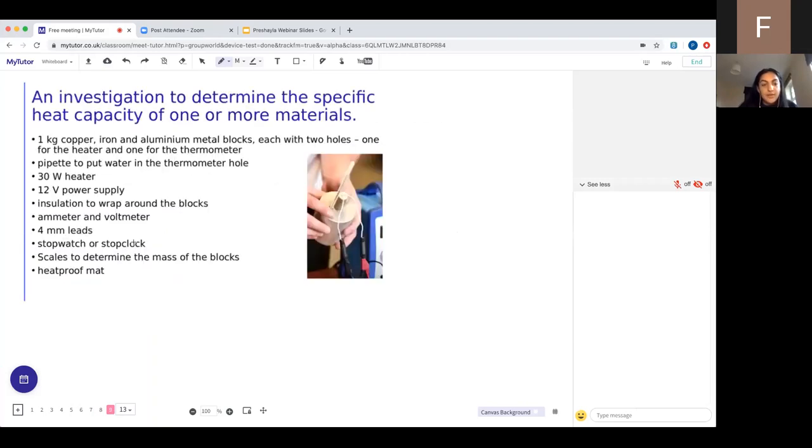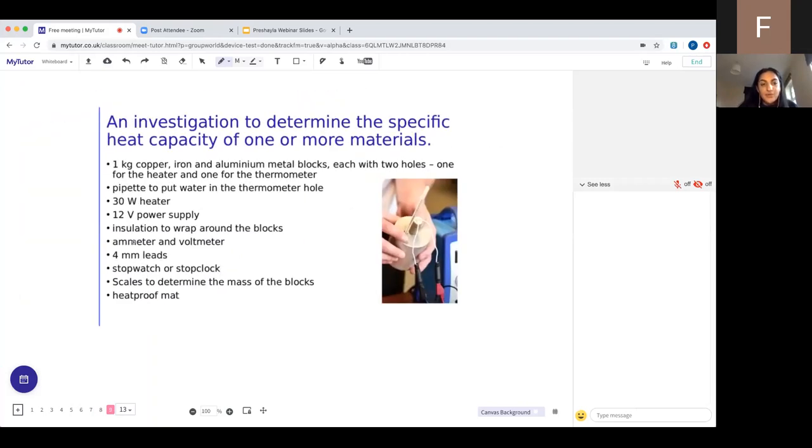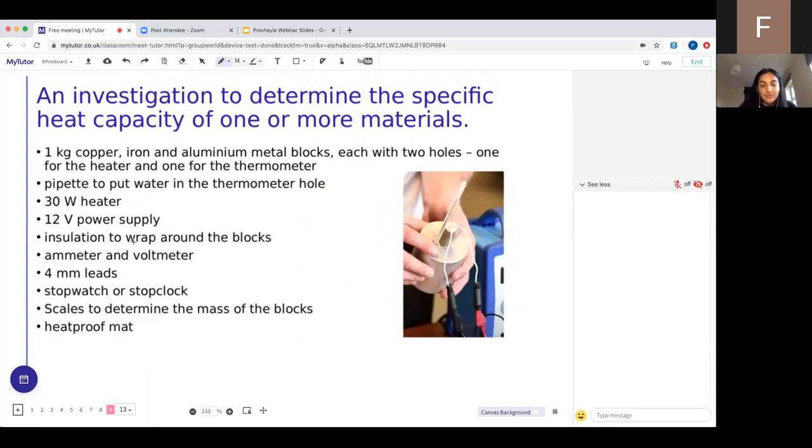Okay, so let's move on to our required practical. So we are doing an investigation to determine the specific heat capacity of one or more materials. Okay, so that's the name of the required practical. It's all about investigating the specific heat capacity. Okay, so this is the equipment list that you need for the practical.